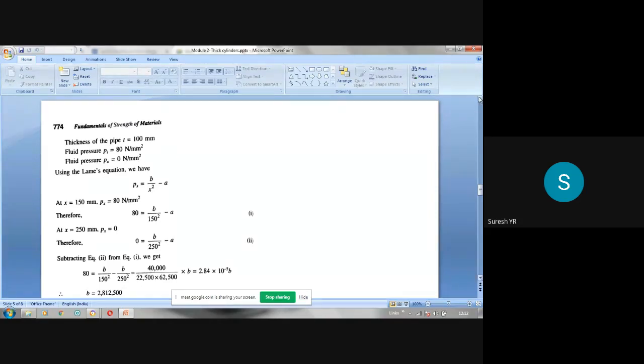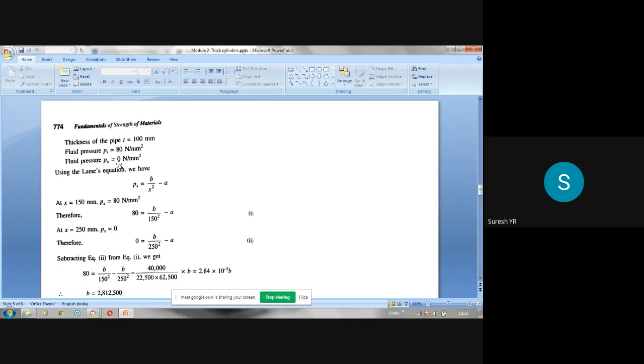So internal pressure only is given. Pi value is given as 80 Newton per mm square. The external pressure is 0 here. He has not given any external pressure. If they give external pressure, then only you have to take that value. Otherwise, you can keep it as 0. So in this problem, Po is 0, Pi is 80 Newton per mm square, and thickness of the pipe is 100 mm.